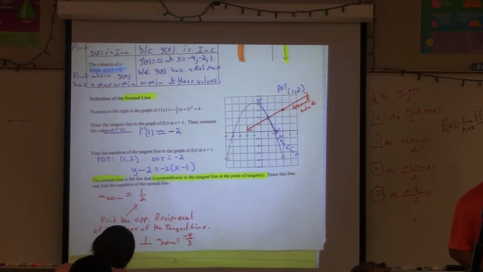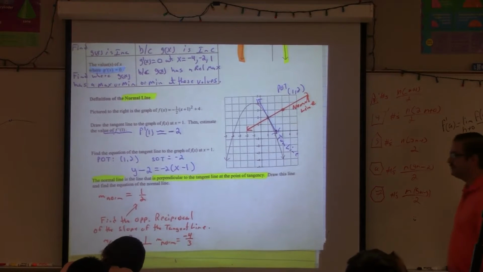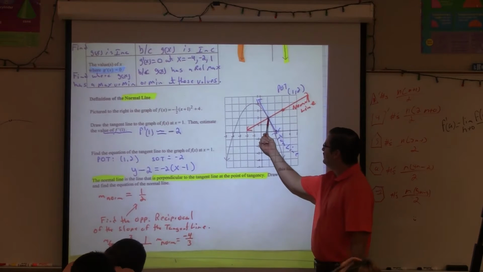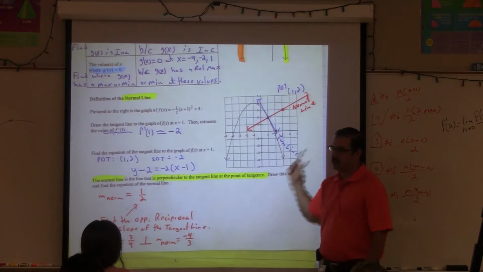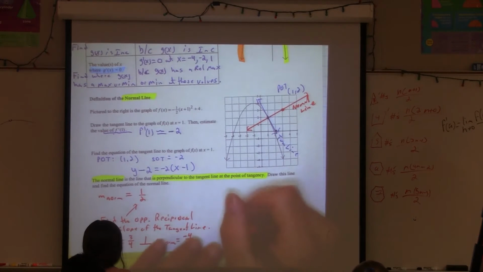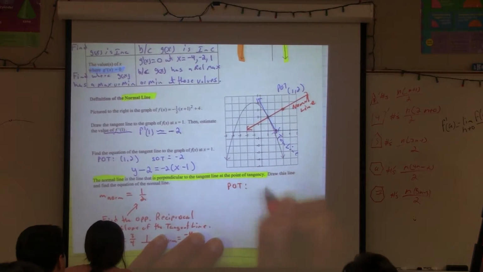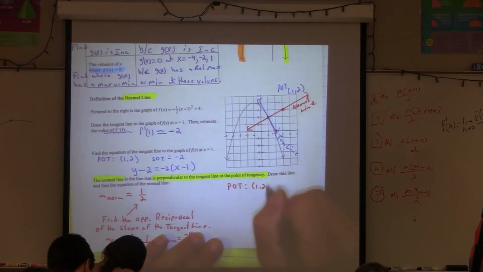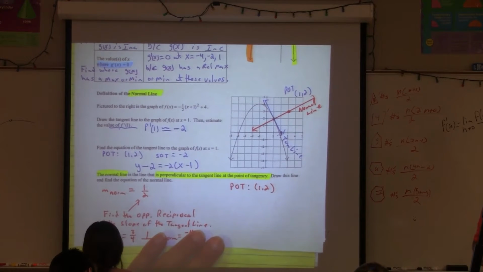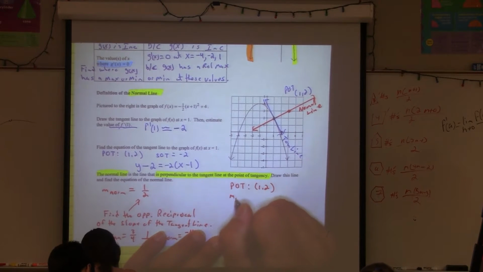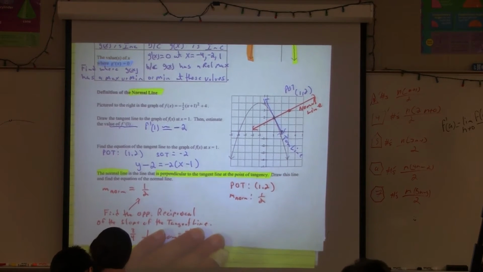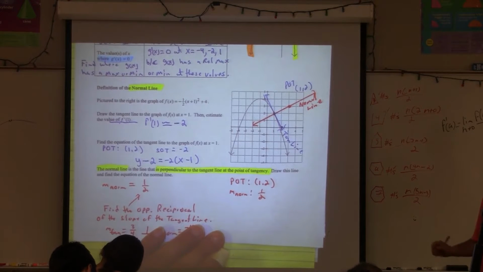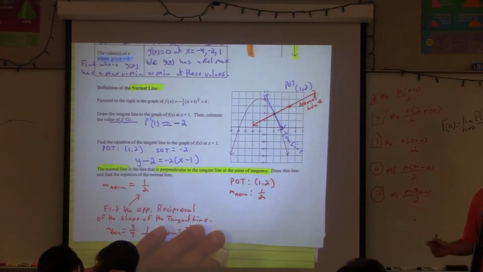Okay? Now can I find the equation of this normal line? What do I need to know? I need to know the point. Do I know it? Yes, and I need to know the slope. Do I know it? Yeah. What's the point? Is it the same one as the point of tangency? Yes, because it has to be perpendicular at that point. And what is the slope of the normal line? 1/2. We're not going to put SOT there because we're not doing the slope of the tangent, we're doing the slope of the normal line.